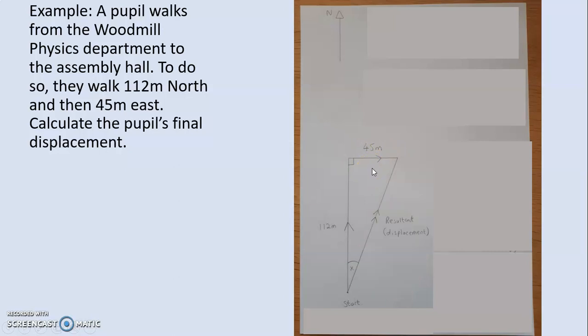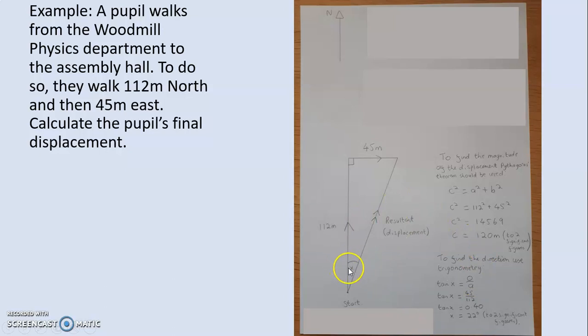The resultant of those two vectors is then from start to finish in a straight line, and the resultant is indicated with a double arrow. The resultant in this situation is the displacement, or the magnitude of the displacement. So to find the magnitude of the displacement, because this is a right-angled triangle, we can use Pythagoras. So we get the displacement equal to 120 metres, given to two significant figures. To find the angle, we can use trigonometry. So tan x equals opposite over adjacent, that gives us this angle here is 22 degrees. So our final answer, we can give a displacement of 120 metres at 22 degrees east of north.